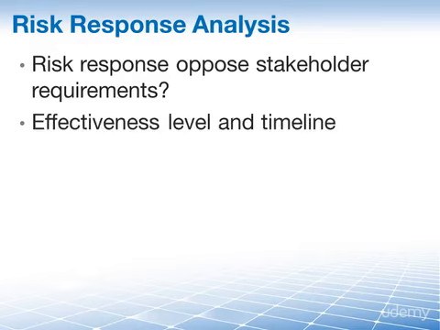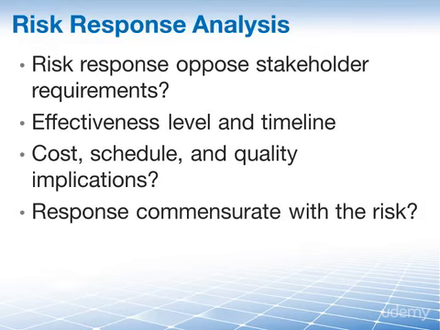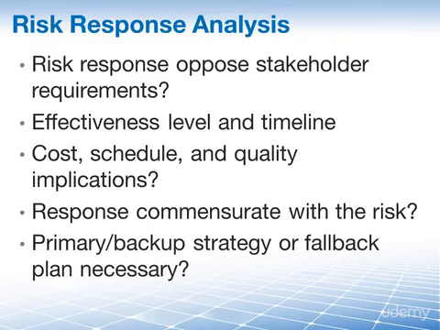Second question, what is the level of effectiveness that we anticipate, and how long will it take for this effectiveness to actually take place? What is the cost? What is the schedule? And what are the quality implications of our risk response? Is the response commensurate with the importance of the risk, or are we just producing overkill here with our response? Is there a need for a primary or backup strategy, or a fallback plan, which is just another term for a contingency plan here? And finally, does the strategy by any chance leave a residual risk?